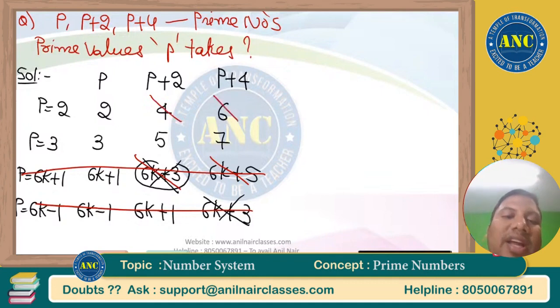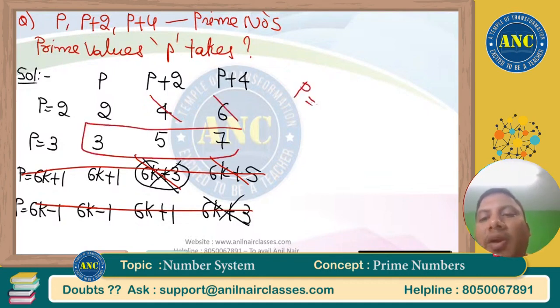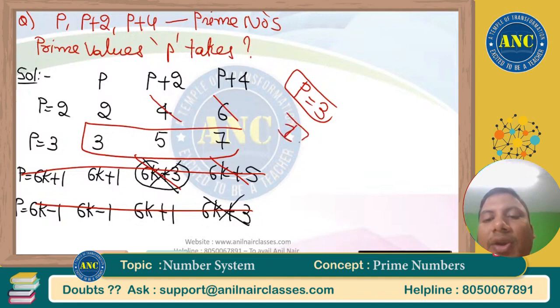4 and 6 are even numbers. So the only case that is possible is P equals 3. How many prime values can P take? Only one prime value. I hope the idea is clear. That was the first question. Second one.